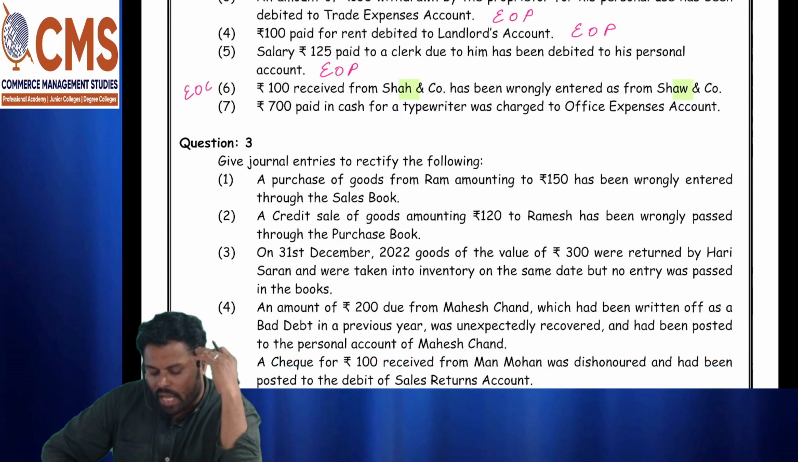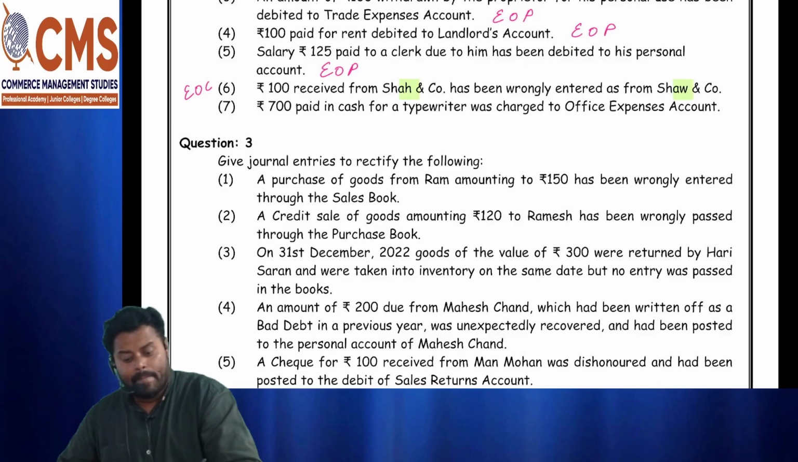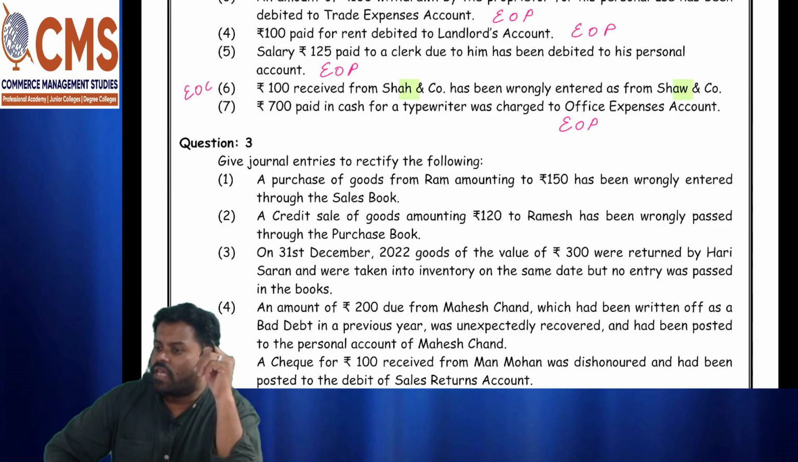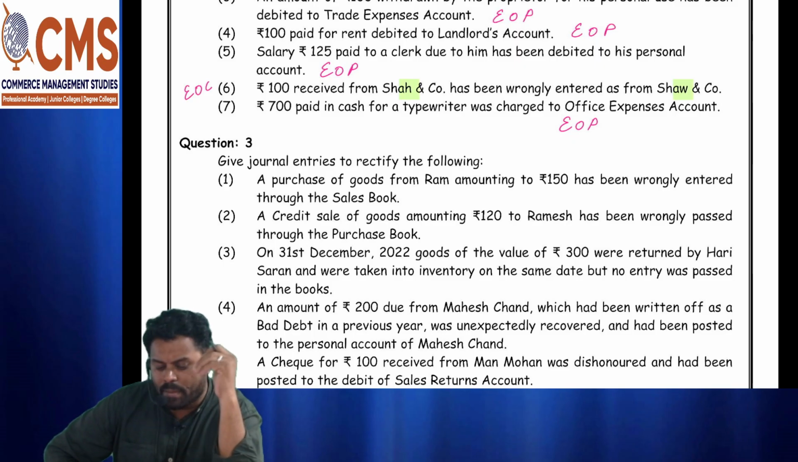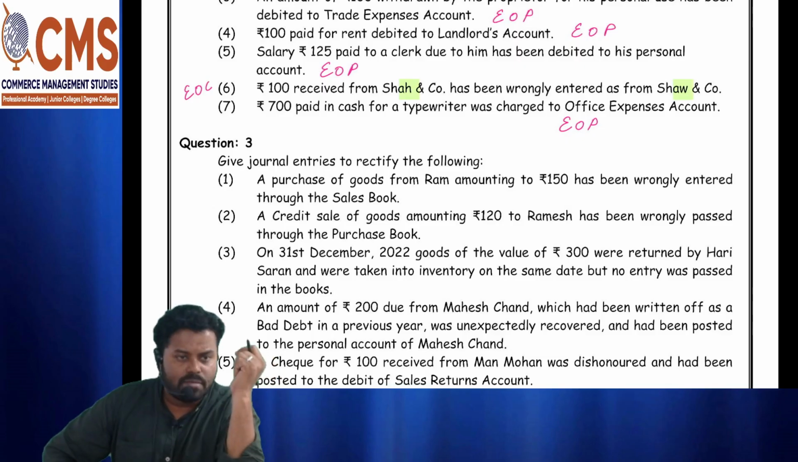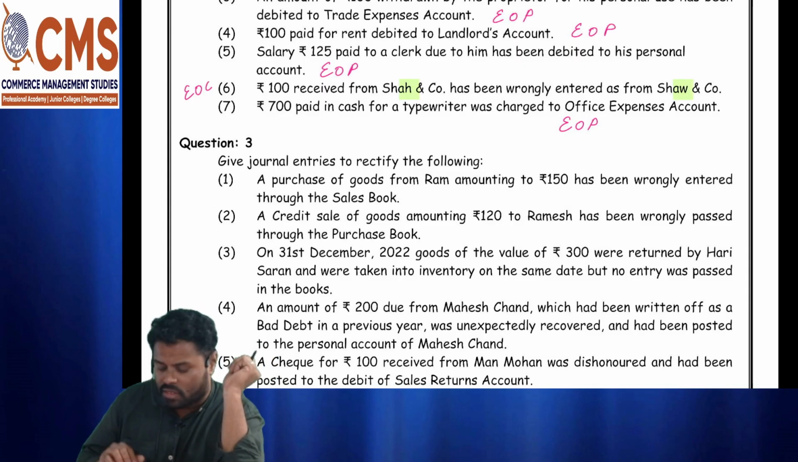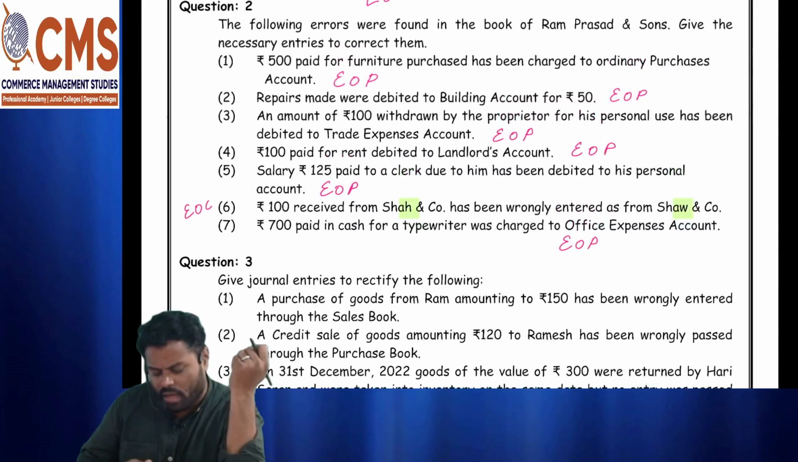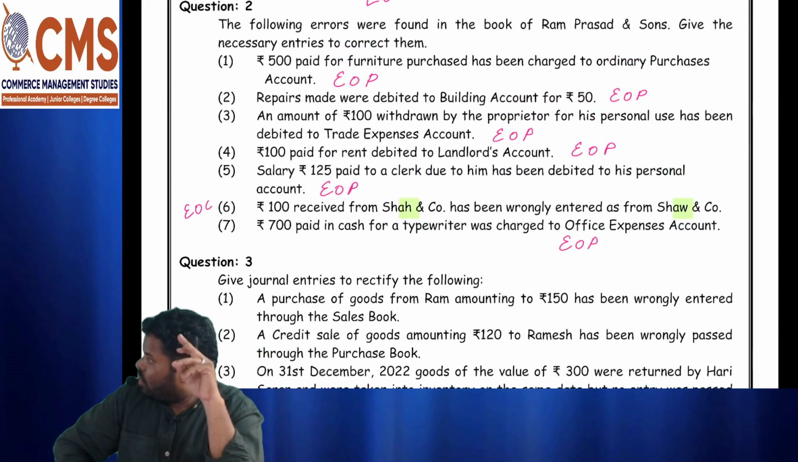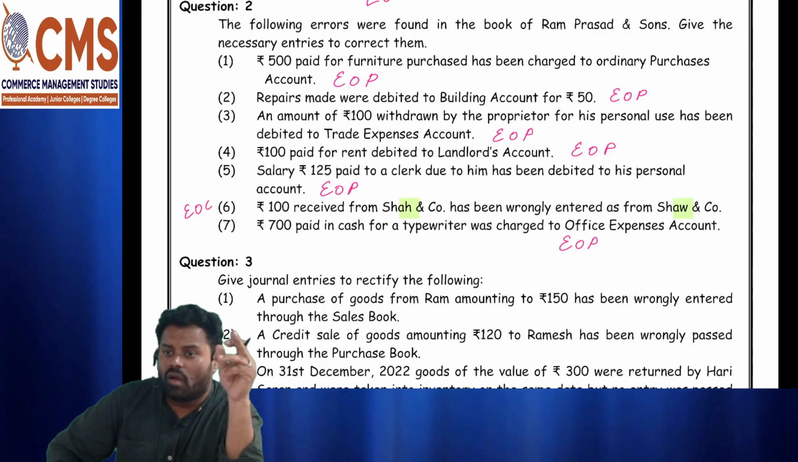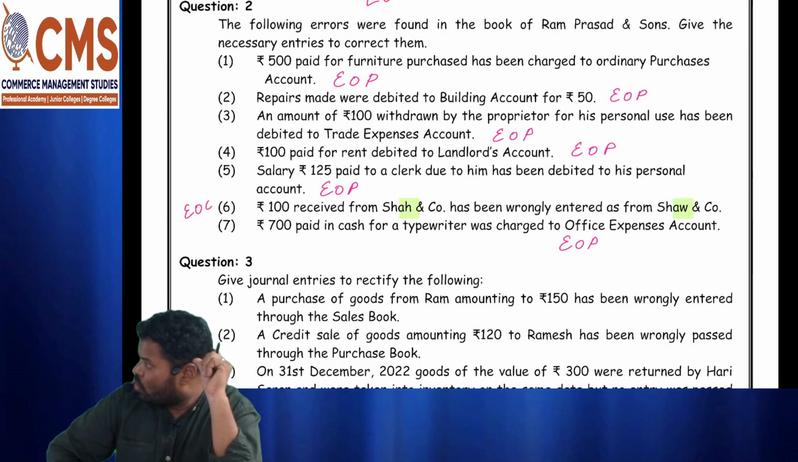700 paid in cash for typewriter was charged to office expenses account. Error of principle. Typewriter purchased is a capital expenditure. Instead of writing it as typewriter account, you wrote it as office expenses account. Entry will be typewriter account debit to office expenses account. Very easy problem, right? Except for the sixth one, all of them are errors of principle. The sixth one is an error of commission, where the wrong party's account has been used.